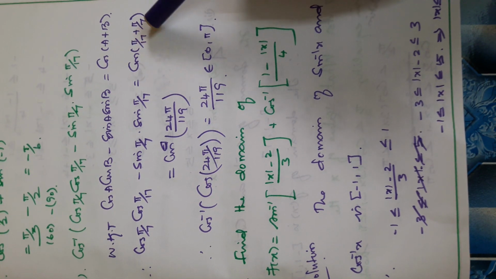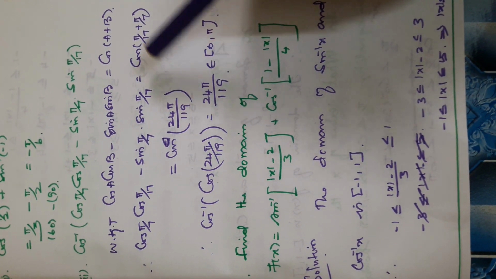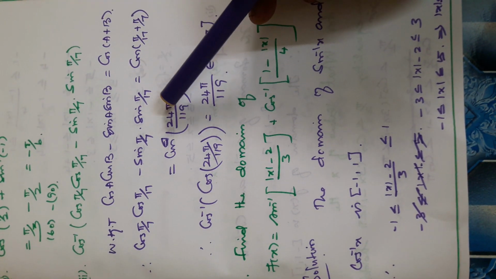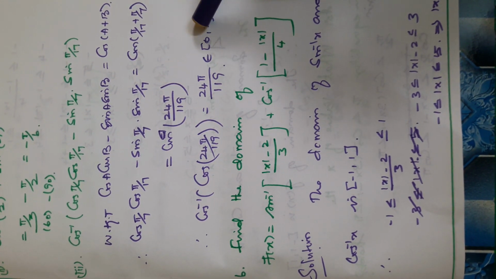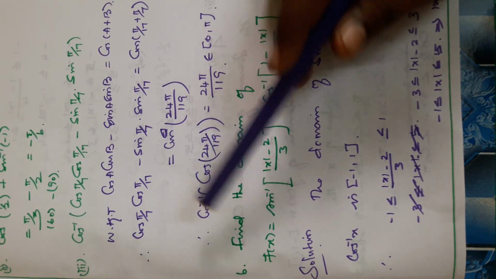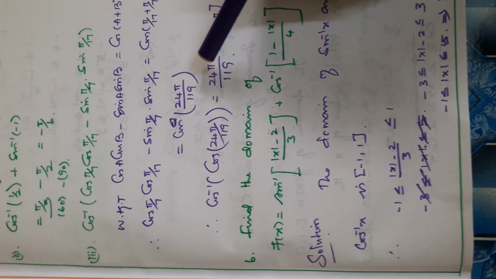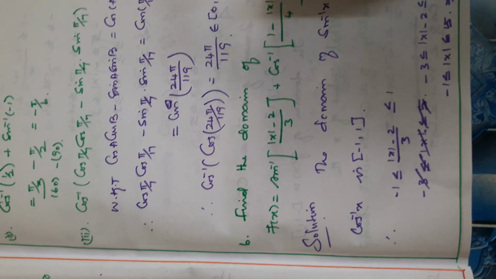Taking the LCM, 17 into 7 is 119 and 7 plus 17 is 24, so 24 pi by 119. That number lies between 0 and pi. So we can cancel the cos inverse and cos. So the answer is 24 pi by 119.